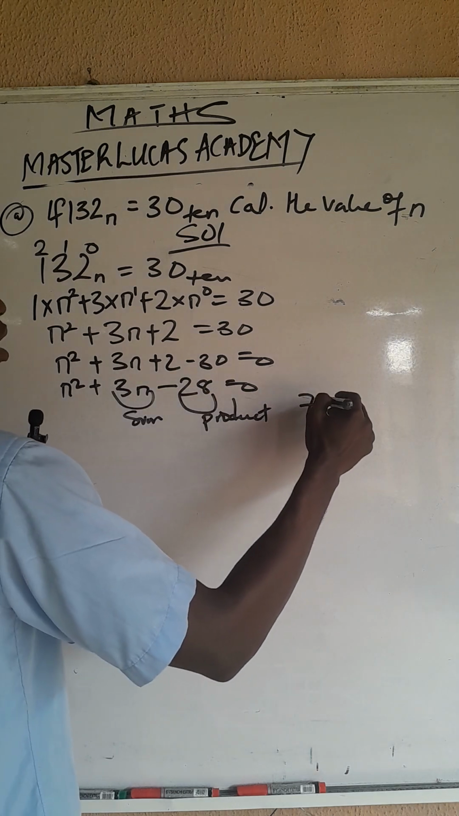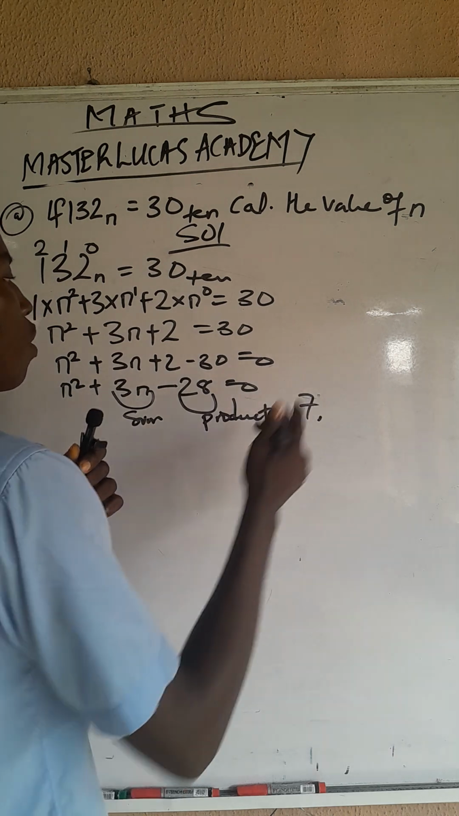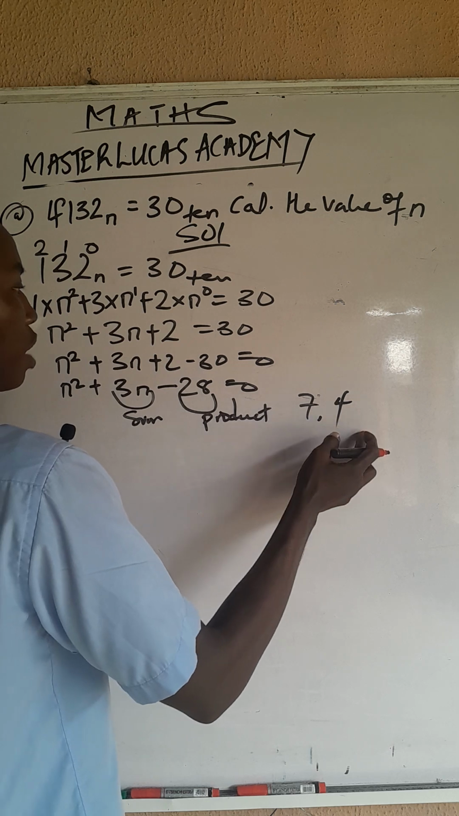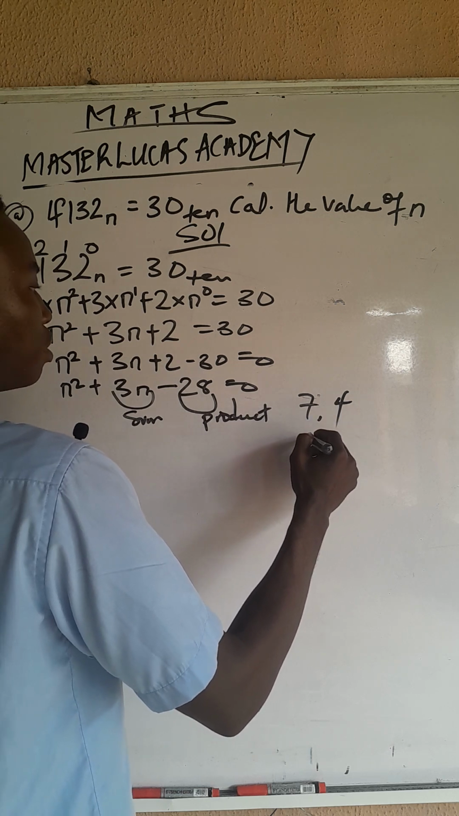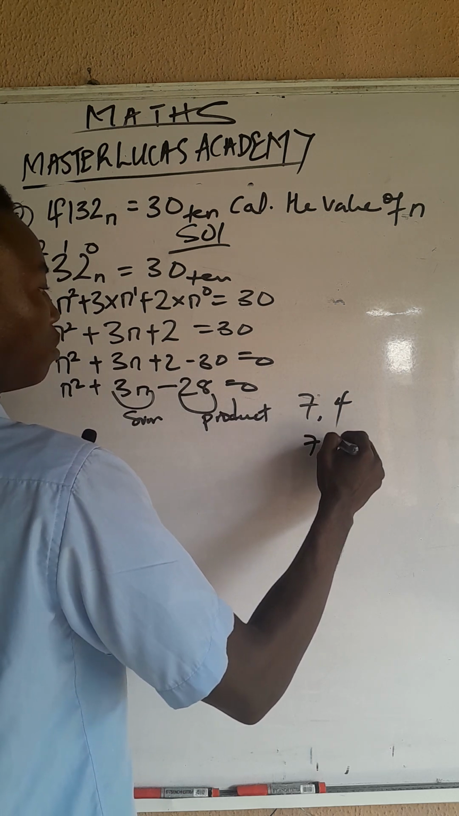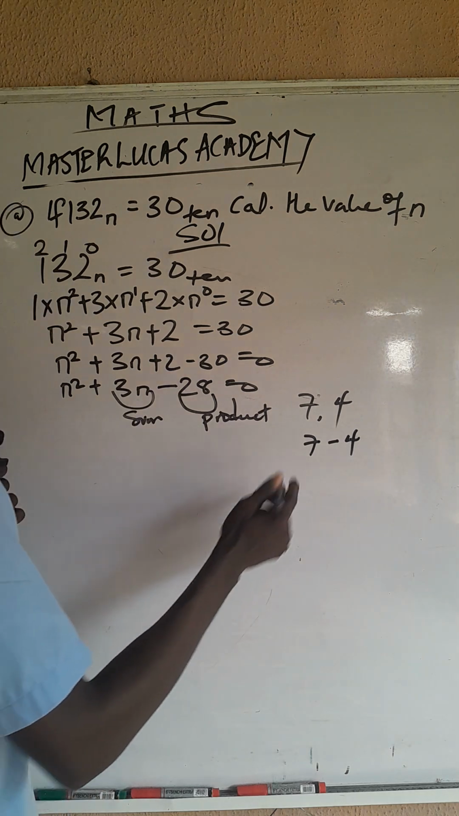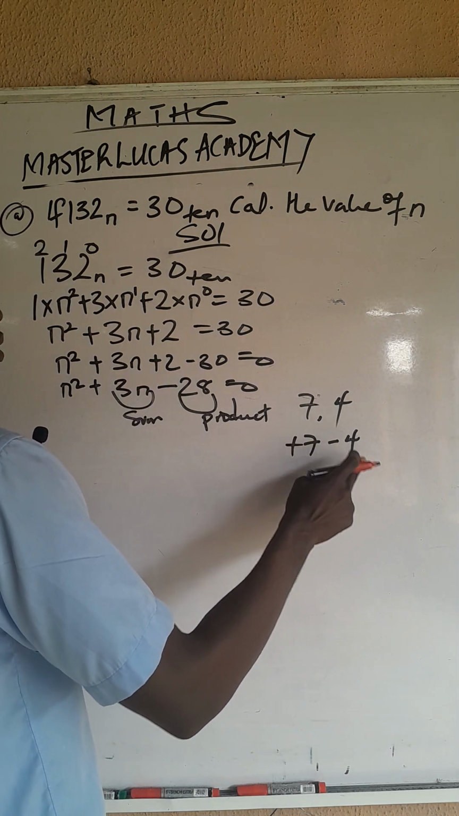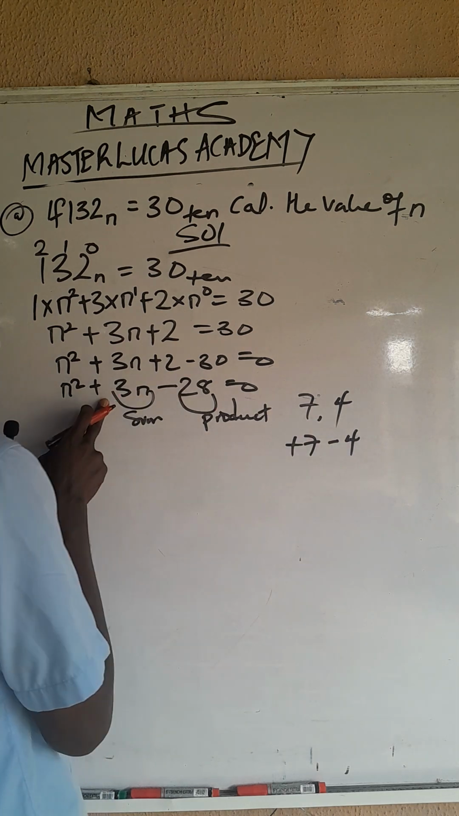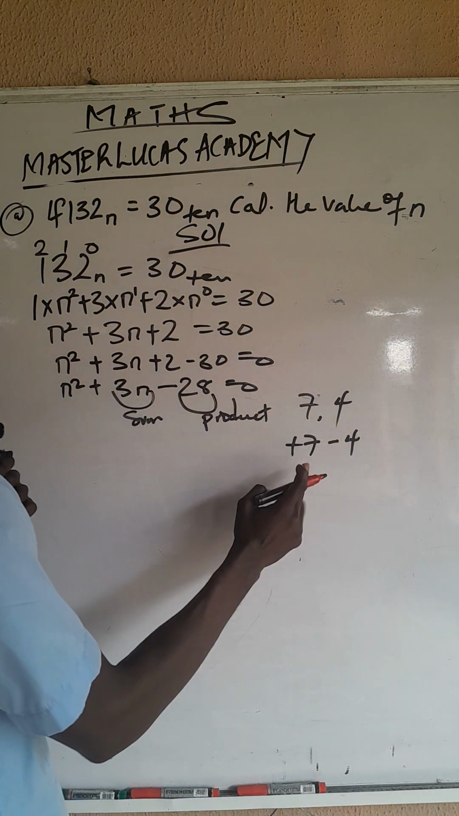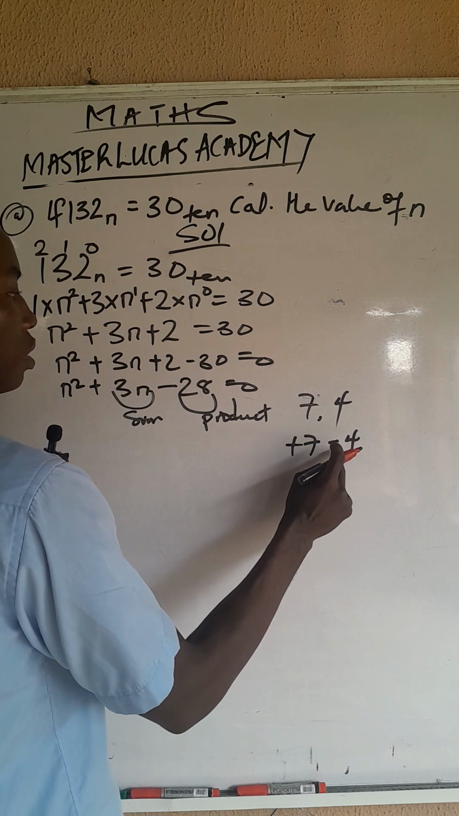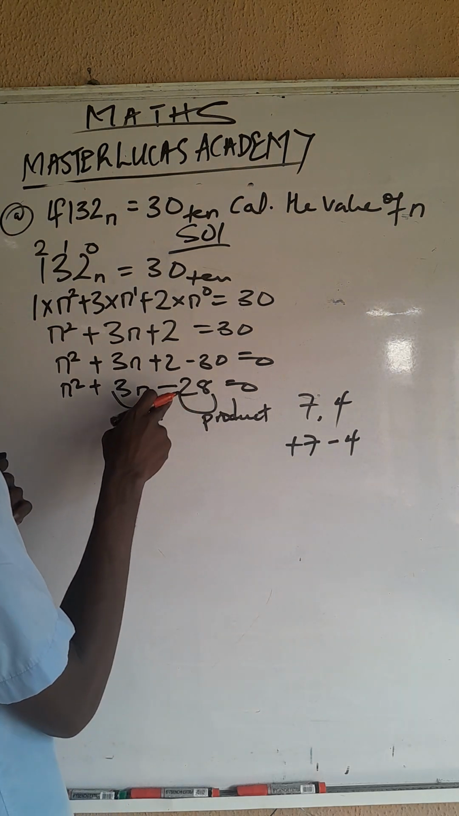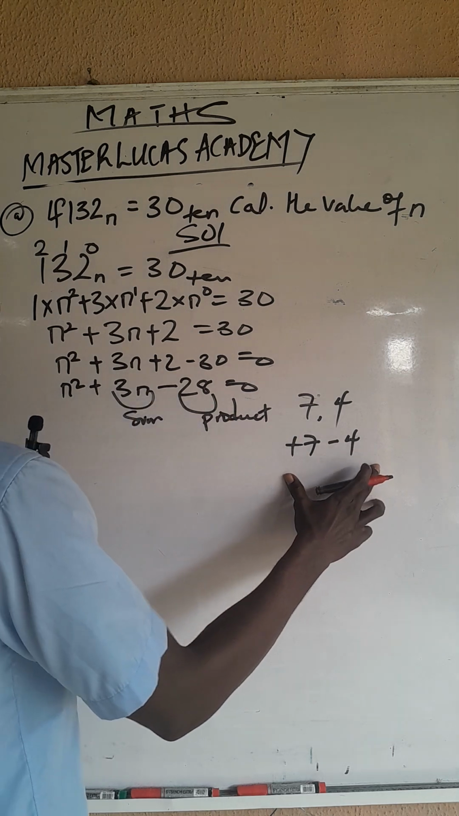So I'm thinking of 4 and what? 4 and 7. 7 times 4 will give you 28, right? So how can you go about this? We are going to say 7 minus 4. Let's find out. If you say plus 7 minus 4, what will happen? It will give you plus 3. Fine, we have plus 3 in this place. But minus 7 times minus 4, what will it give you? That will give you minus 28. So we go with this one here.